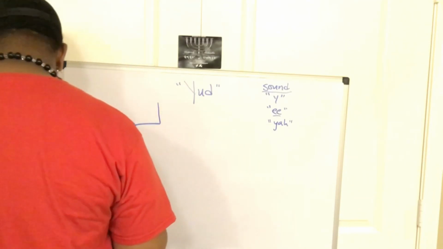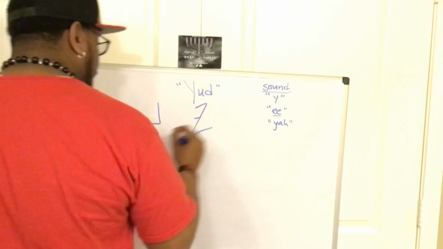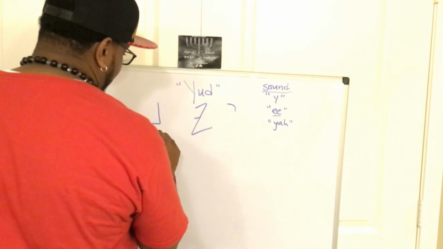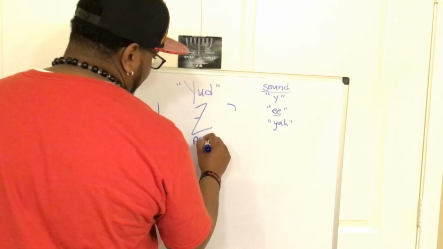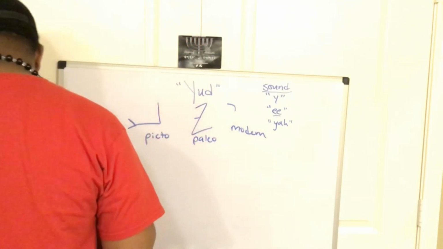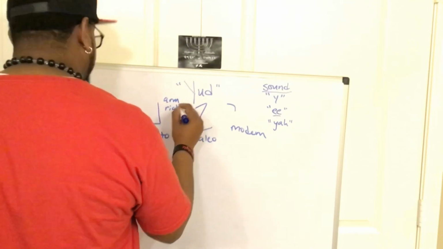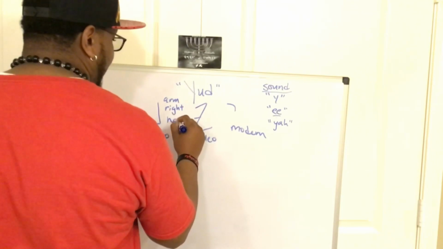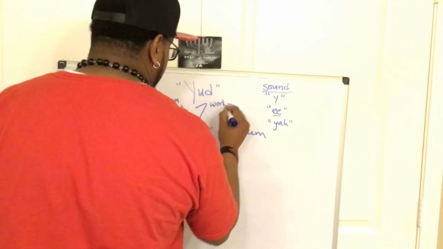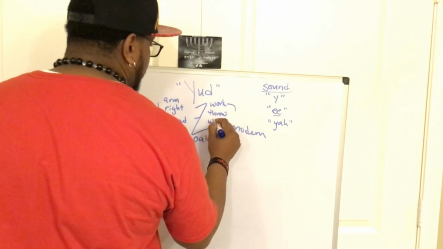Picto, Paleo, and Modern. Now, it represents the arm on the right hand. The right hand of Yahuwah. Hallelujah. Work. Represents work. To throw. Or to worship.